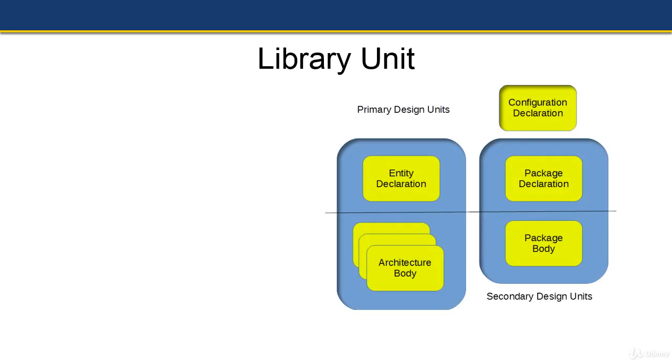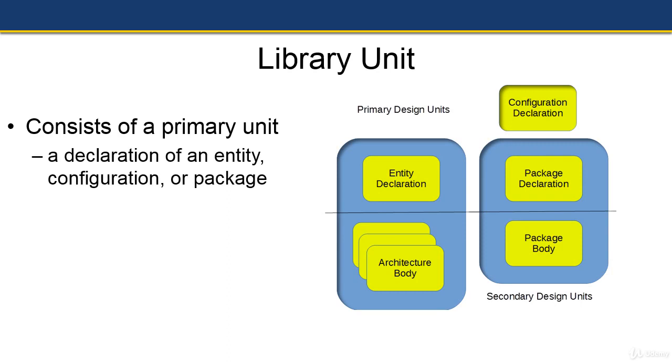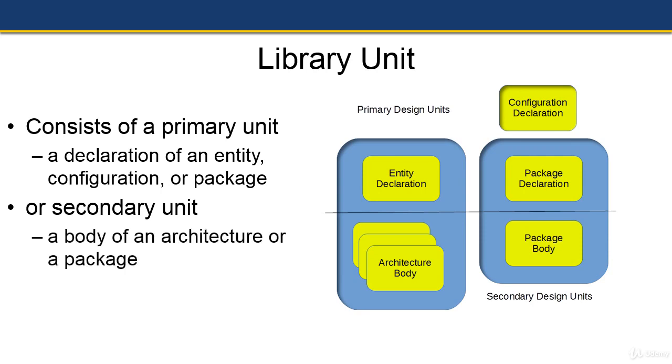A library unit consists of a primary unit, a declaration of an entity, configuration, or package, or a secondary unit, like a body of an architecture or a package. A primary unit is not dependent on other design units. However, a secondary unit depends on a primary design unit, which is to say that no secondary unit can exist without a primary unit.